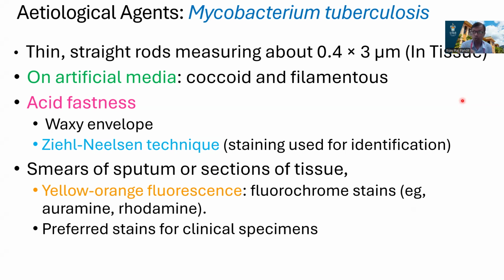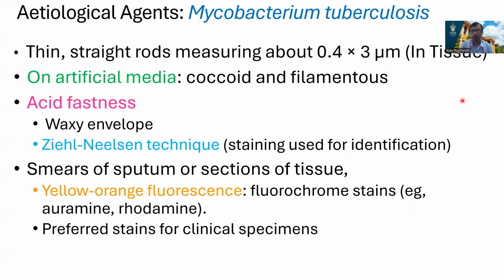Why is it acid fast? Due to the waxy envelope, or waxy cell wall, that is composed of mycolic acid. So the ZN stain, that is the Ziehl-Neelsen technique, is the staining for the identification of Mycobacterium tuberculosis. For other bacteria, we stain with a gram stain, but Mycobacterium tuberculosis is acid-fast bacilli due to the presence of mycolic acid in its cell wall. So we cannot stain it with the general stain, the gram stain. We need the special stain, the ZN stain.